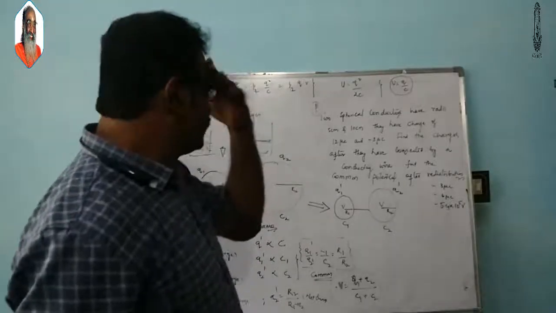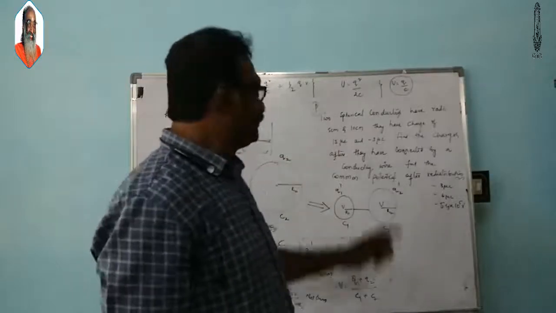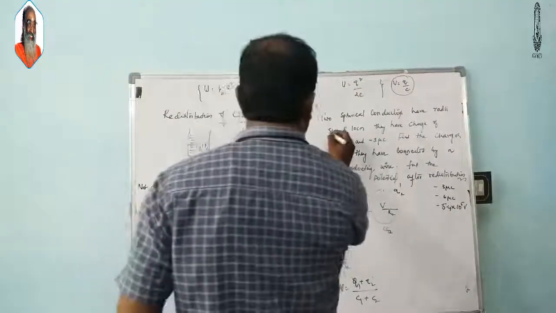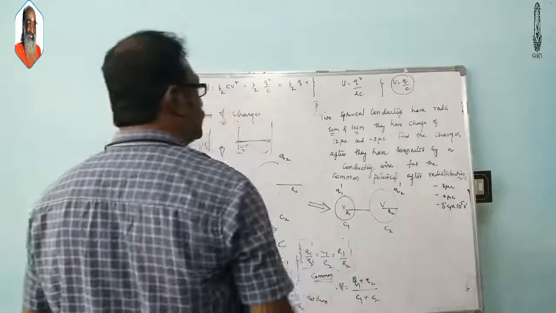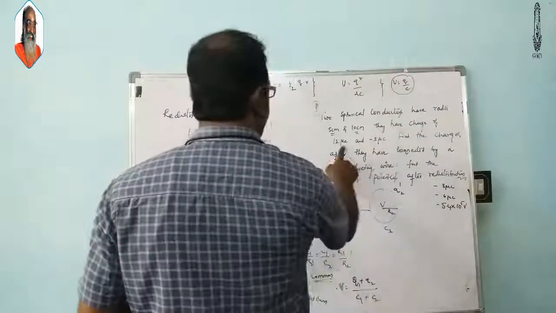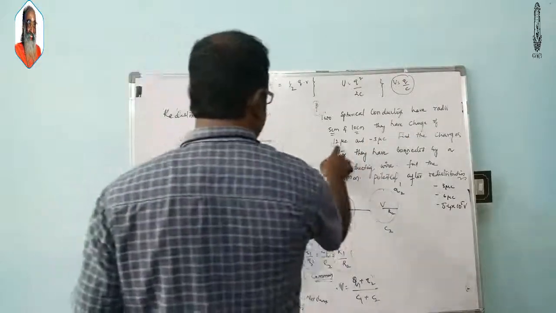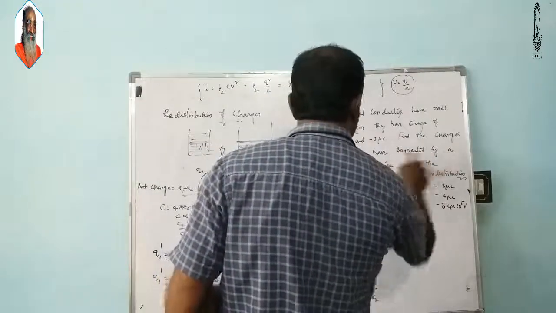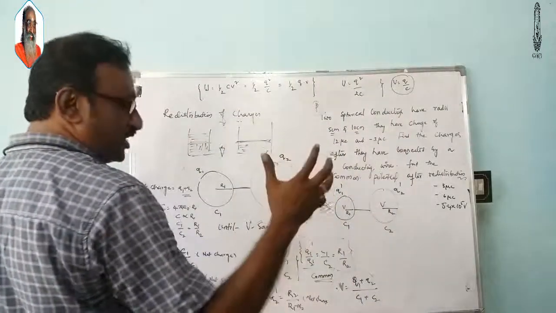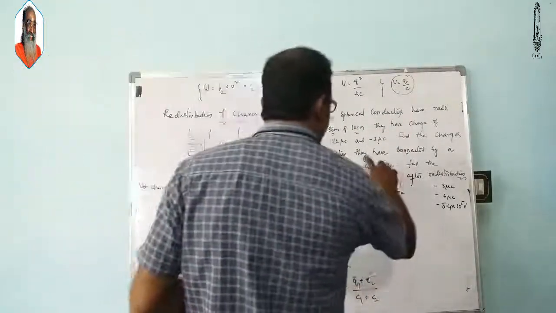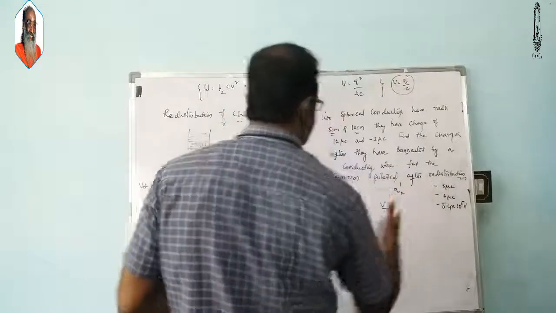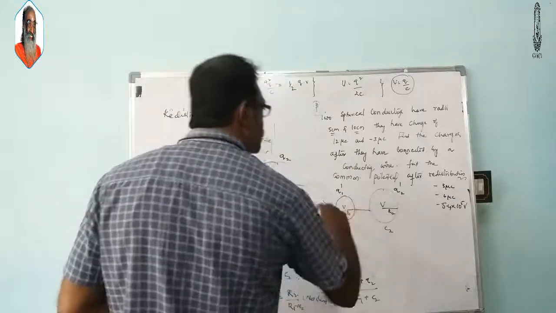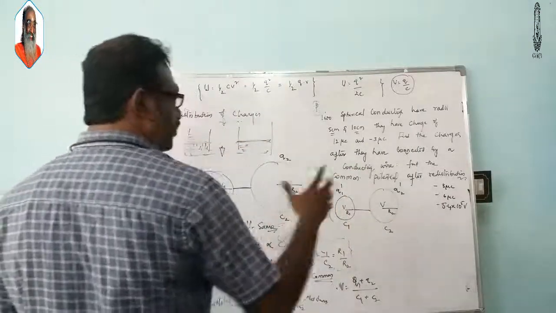So a numerical is given here. Two spherical conductors have radii 5 cm and 10 cm; take this as R1 and this as R2. They have charges of 12 microcoulomb and minus 3 microcoulomb, so this is Q1 and this is Q2. Find the charges after they are connected by a conducting wire. That means the process that has taken place is redistribution of charges. Find the common potential of redistribution. That means after redistribution, what are the new charges on the bodies, Q1 dash and Q2 dash, and what is the common potential?